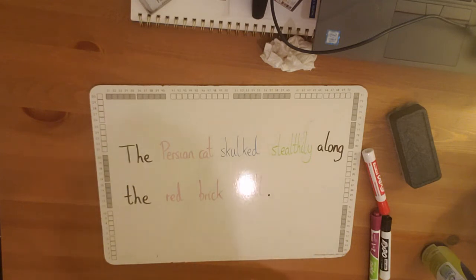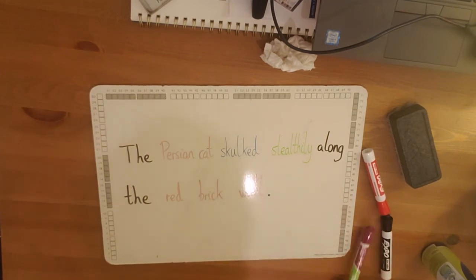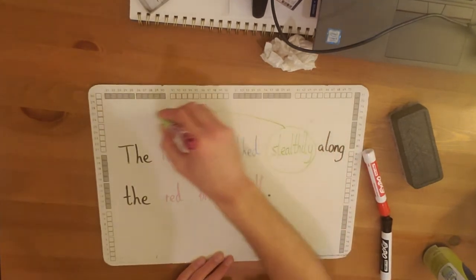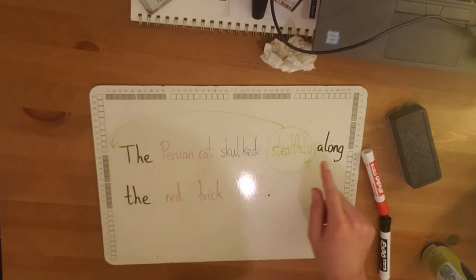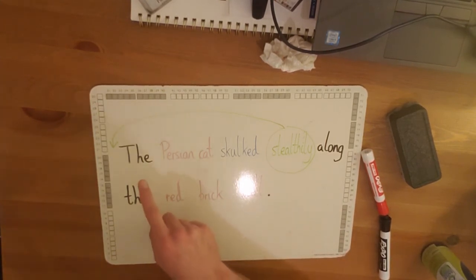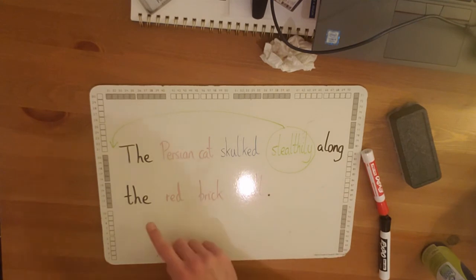But one really easy fix you can do is if you've got an adverb, that can actually work as a sentence opener. So maybe rather than having stealthily here, I can take it and move it to the beginning. So then all of a sudden my sentence becomes stealthily, the Persian cat skulked along the red brick wall. Now let's remember, we started off with the cat walked along the wall. Now we've got stealthily, the Persian cat skulked along the red brick wall. How much better is that second sentence?